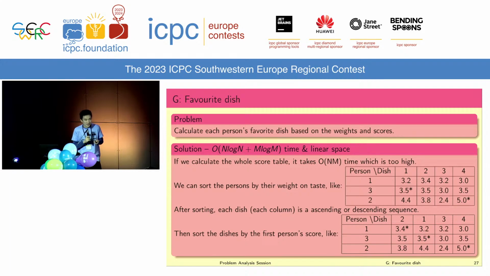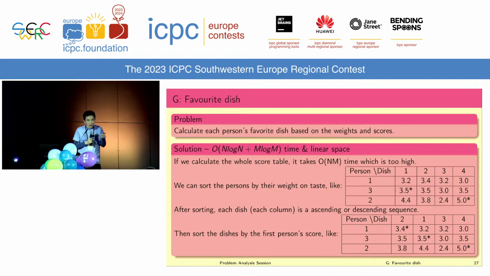So this problem is to calculate each person's favorite dish based on their weights and the scores. When you look at sample one, it's not ordered. But if we sort the persons by their weight on the taste, you look at the first table, then you will see that every dish, every column, is an ascending or descending sequence.